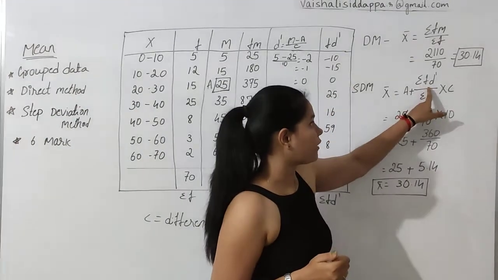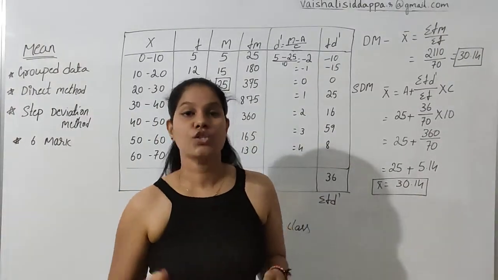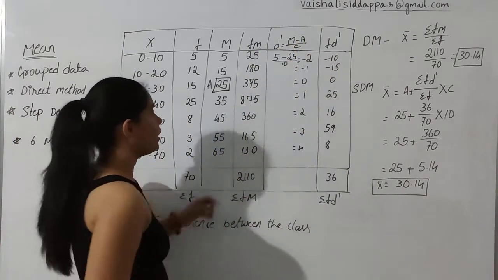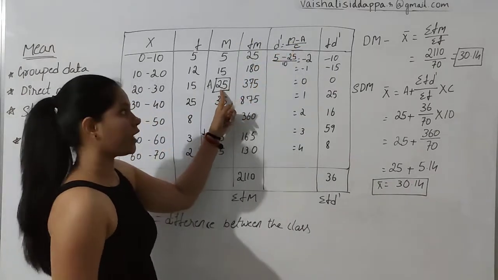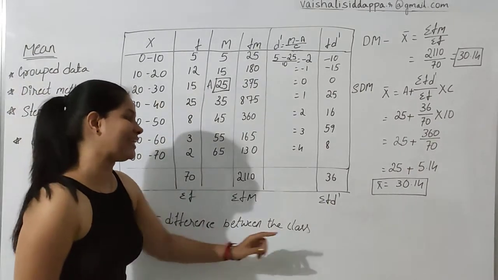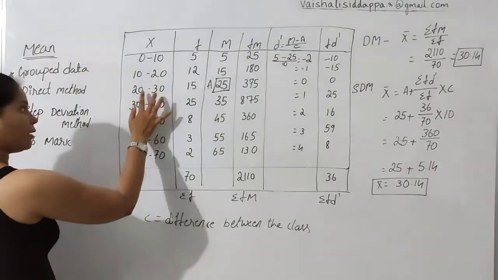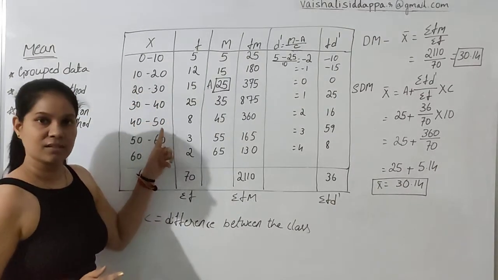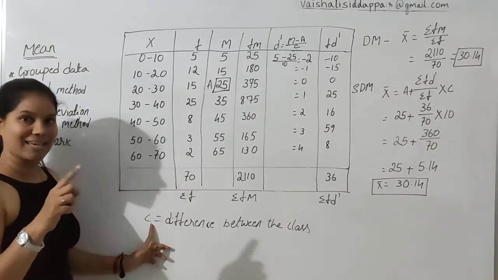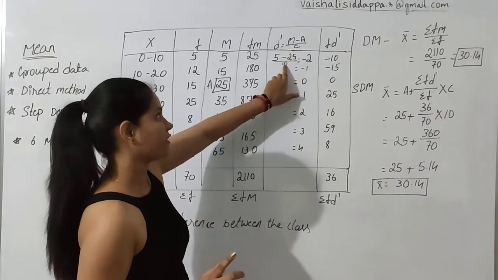Then what you need is sigma f, if it is already available. You have to find the d dash. If you want f d dash, first you have to find the d dash. To find the d dash, the formula is (m minus a) by c. M you already know, A you got to know now. C, what is the c meaning? The c is the difference between the classes. 10 minus 0 is 10, 20 minus 10 is 10, 30 minus 20 is 10. This way in each class the difference between the numbers is 10. So C is the class difference, which is 10, so I have taken C as 10 now.